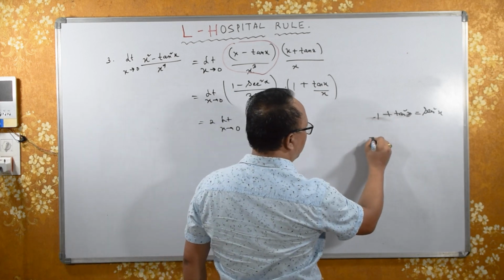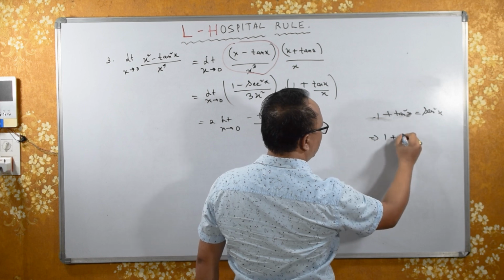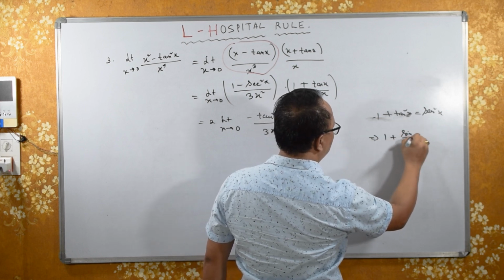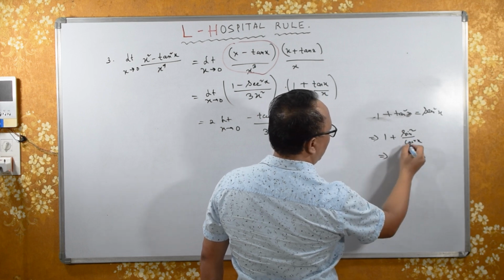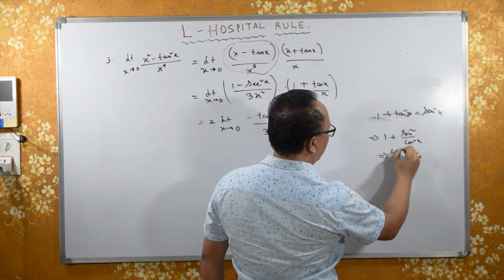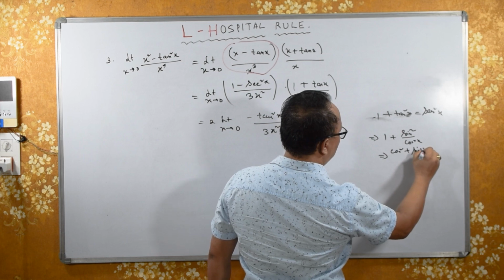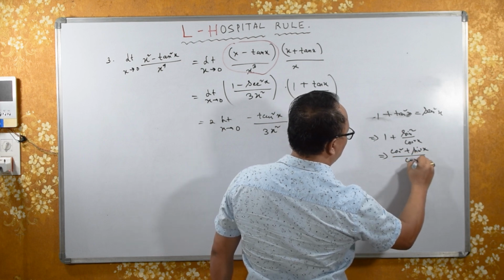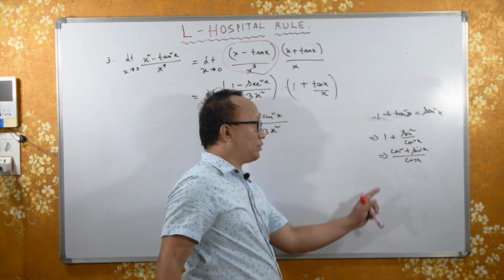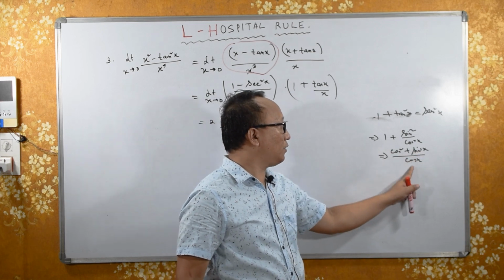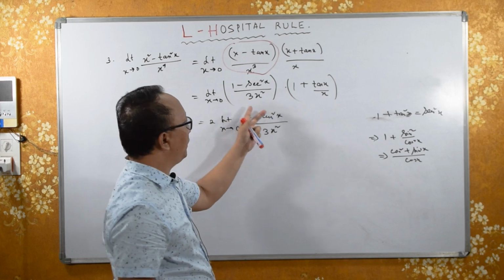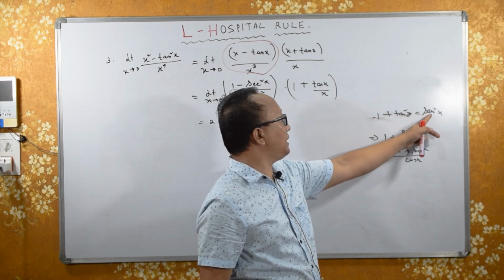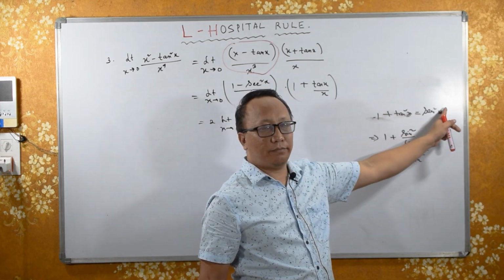If you want, we can prove this. 1 plus tan square x is what? Sine square x upon cos square x. Over here cos square x plus sine square x upon cos square x. Cos square x plus sine square x is 1. So 1 upon cos square x is sec square x. Now here we have 1 minus sec square x will be minus tan square x.